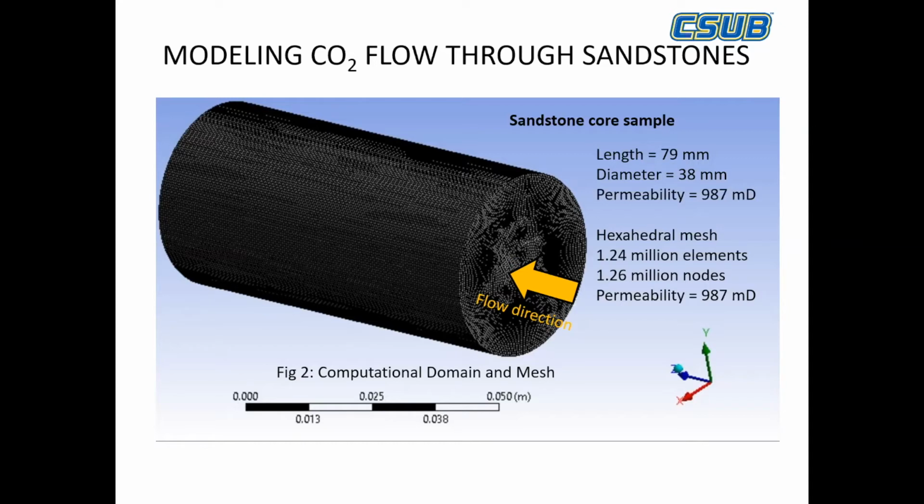And then once we started meshing, this is the mesh that we used for the simulations. Right now it's all mesh independent, so if you reduced the mesh size, you would get the same results. Basically we chose this mesh. We had about 1.24 million elements. It's a hexahedral mesh. And again, I showed you the permeability, which is about 987 millidarcy. So I'm basically going to be injecting carbon dioxide from this end, which is being shown by the flow direction, and I'll see how carbon dioxide flows through this sample.